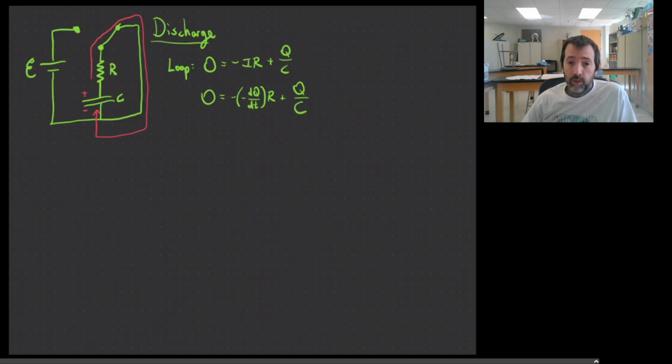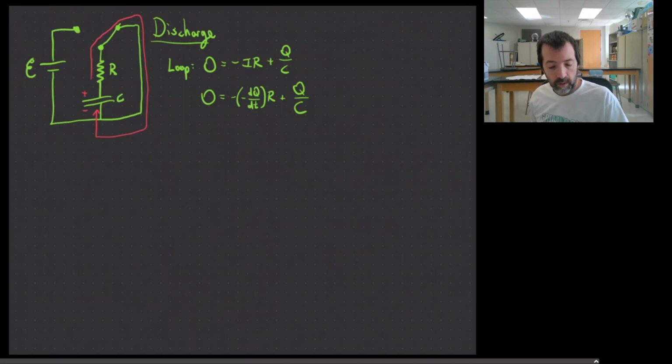So dQ dt, where Q refers to the charge on the positive plate, dQ dt is negative, but I want this potential difference term for the resistor to be negative. So this minus sign combined with the decreasing dQ dt would mess things up. But if I put that explicit minus sign in, those minuses cancel. The quantity dQ dt is negative, and so everything is the way it's supposed to be here.